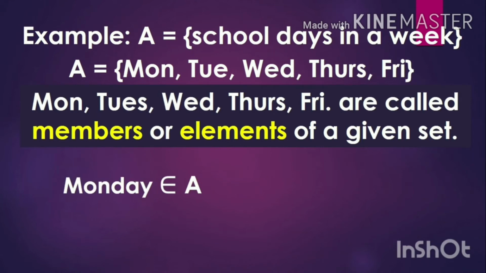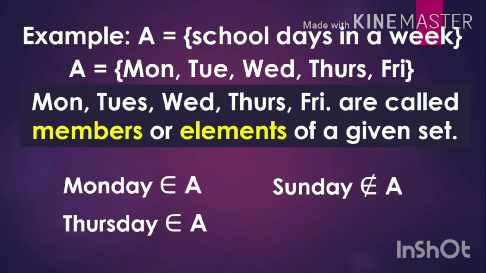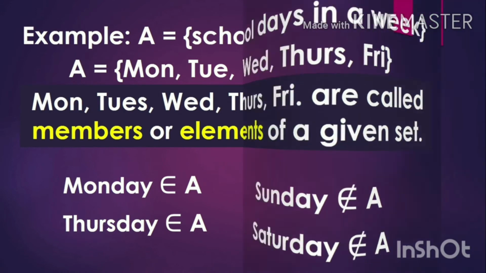Let us apply the symbol. How do we read this? Monday is an element of set A. Another example, Thursday is an element of set A. Next, Sunday is not an element of set A. Why? Because we don't have a class on Sunday. Same with Sunday, Saturday also is not an element of set A.